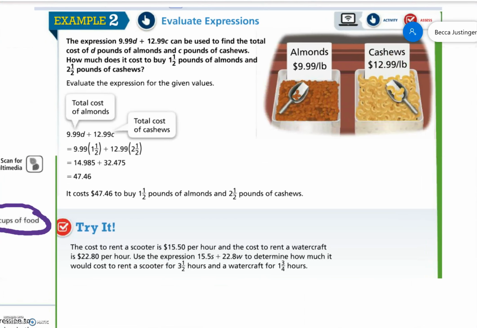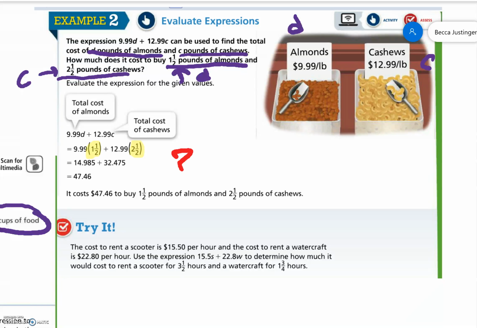Example 2, evaluate expressions. The expression 9.99D plus 12.99C can be used to find the total cost of D pounds of almonds, so almonds are D, and C pounds of cashews. Cashews are C. How much does it cost to buy 1.5 pounds of almonds? So that's going to be my D. And 2.5 pounds of cashews, that's C. So you can see that they substituted those in. Here's our 1.5 for almonds, because the total cost of almonds was $9.99. Here's our 2.5 for cashews.